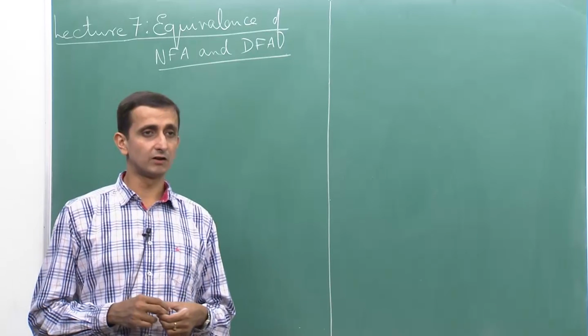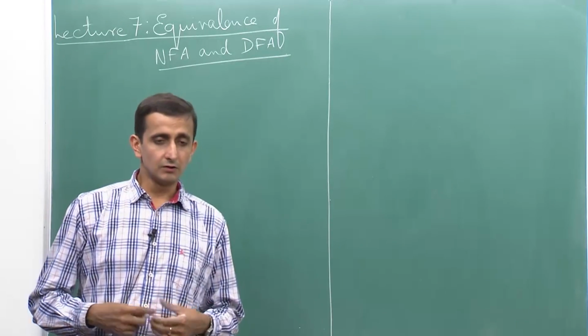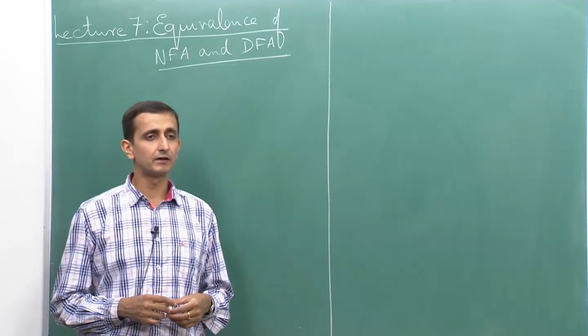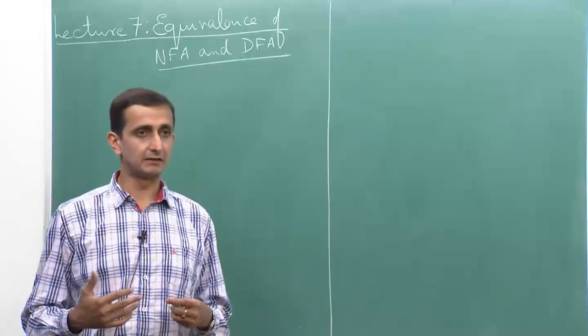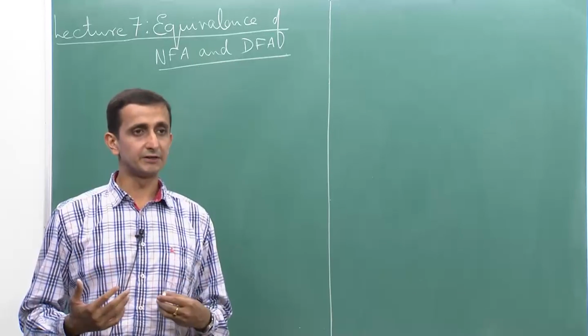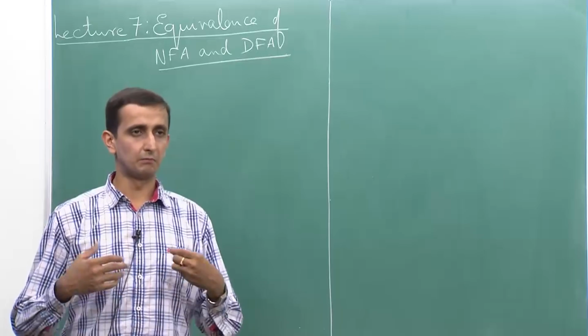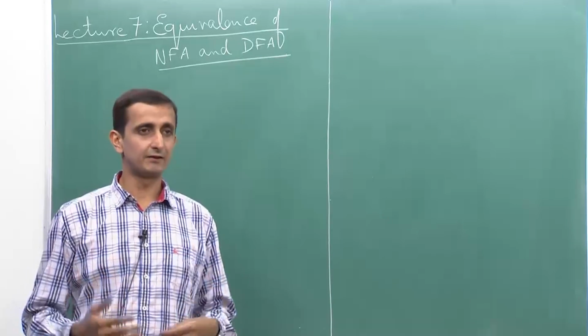Welcome to the 7th lecture of this course. So far we have defined a deterministic finite automaton. We have also seen a generalization of finite automaton in the sense that we allow computation to go from one state to various states. So, this gives us a non-deterministic finite automaton.